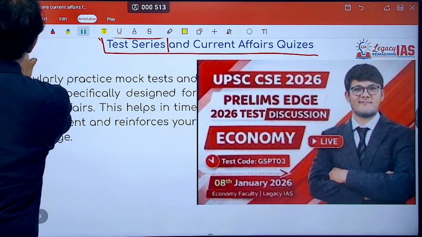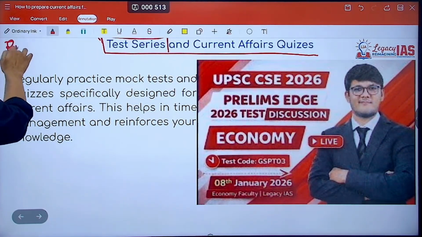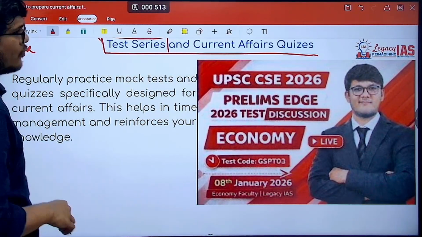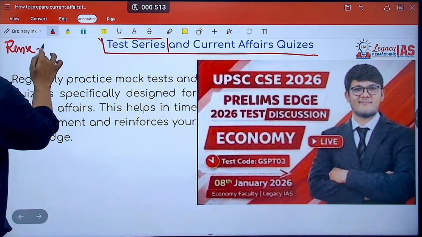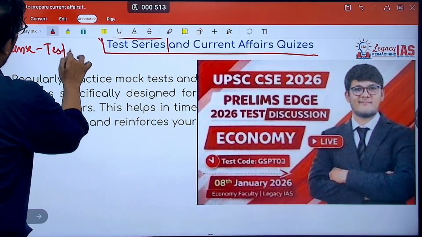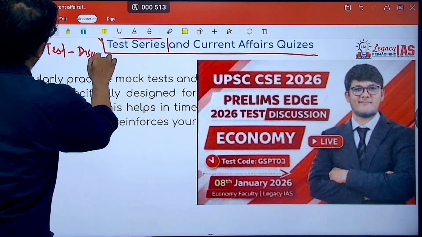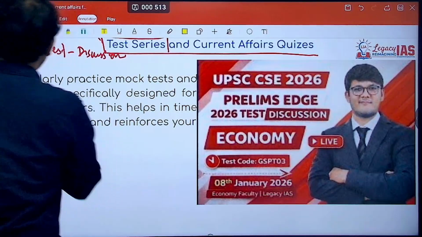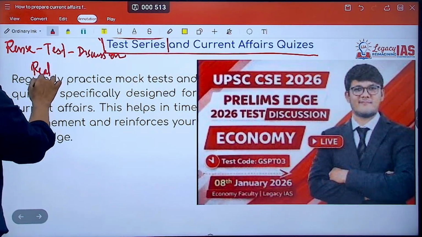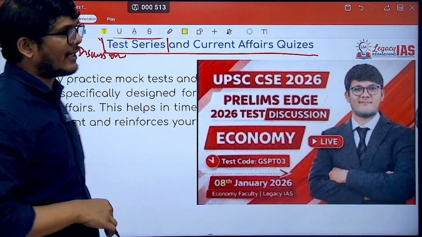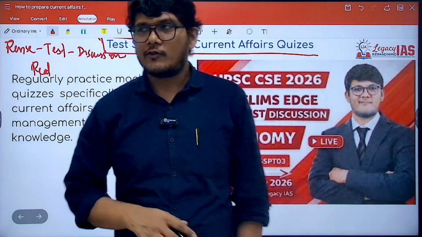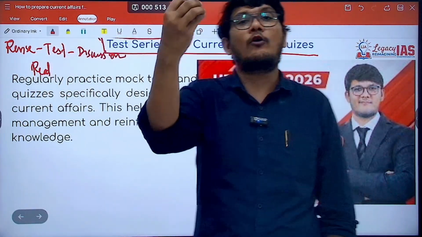In fact, before that, what do we follow? First, you will have to revise with respect to the syllabus for the test. Then you have to give the test. After the test, there will be a discussion. You have to attend the discussion. Then you have to read the entire explanation, etc., which will be there. So this is what we follow, and this is what you should do.